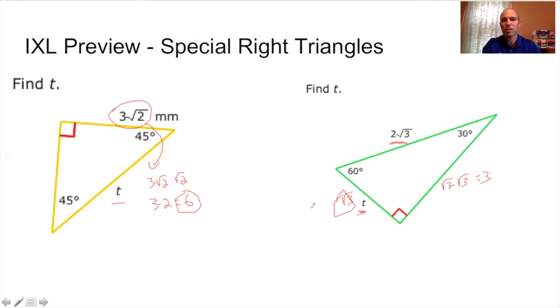That was a slightly more challenging problem in my opinion, because they're giving you the hypotenuse and you have to find one of the other sides. Maybe it wasn't that much harder. And that's what you will see on IXL.